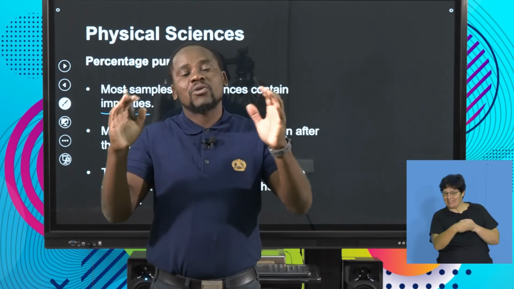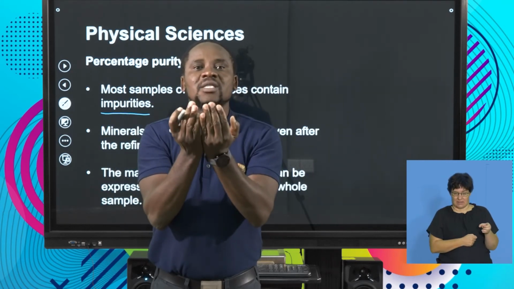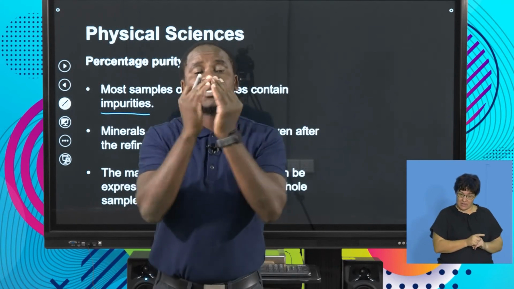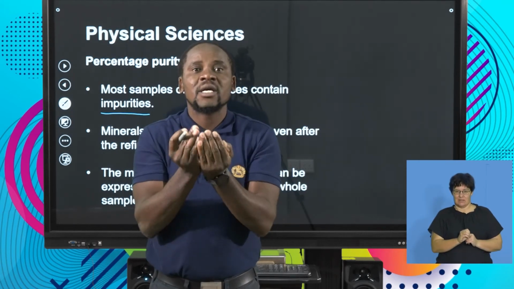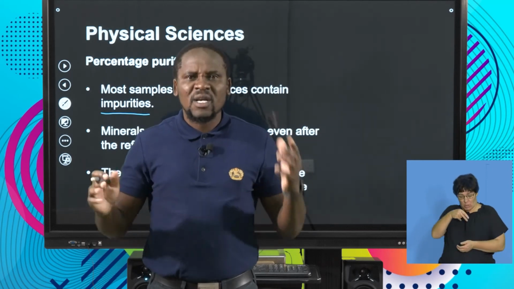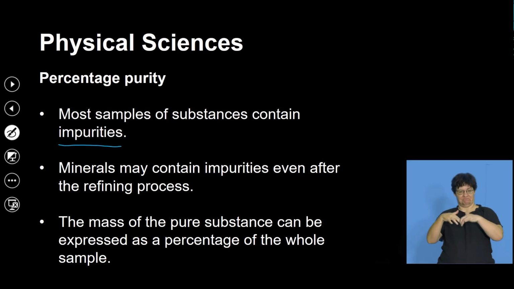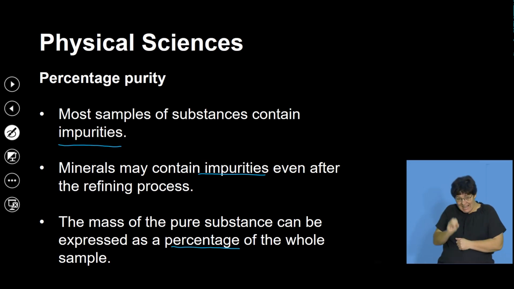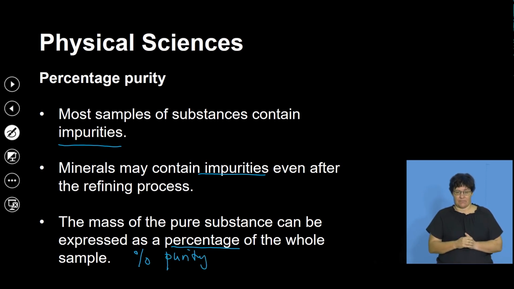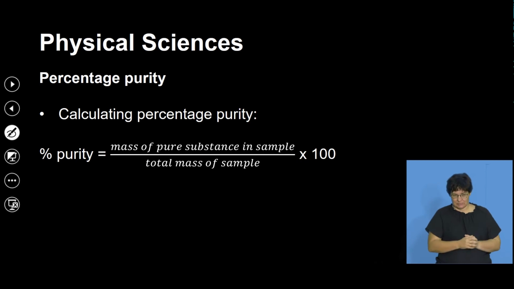So the pure substance in the sample, expressed as a percentage of the total mass, gives us the percentage purity of a substance. So we want to think of it that way, right? These samples contain impurities. Minerals contain impurities even after the refining process. So the mass of the pure substance can be expressed as a percentage of the whole sample. This is what gives us the percentage purity, right? So it's a simple and straightforward concept. However, it is understood in the context of chemical reactions.